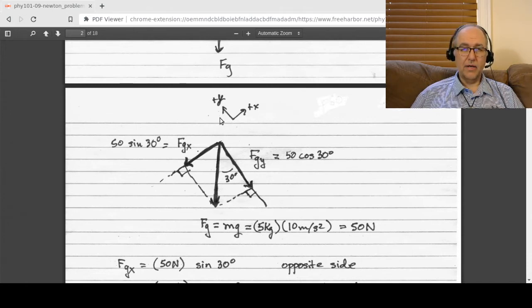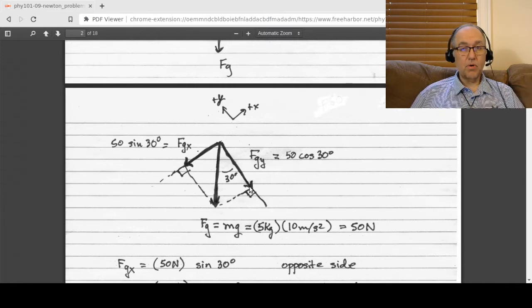Okay, sorry, do that again. All the way around to there. Now, that's a little bit annoying, and it's not intuitive, and students tend to get confused. Here's a much easier way to do it. Just redraw a triangle here. Okay, just redraw the triangle. So this here, going straight down, that's FGY. Okay, and we want a component FGX along this way and FGY along that way.